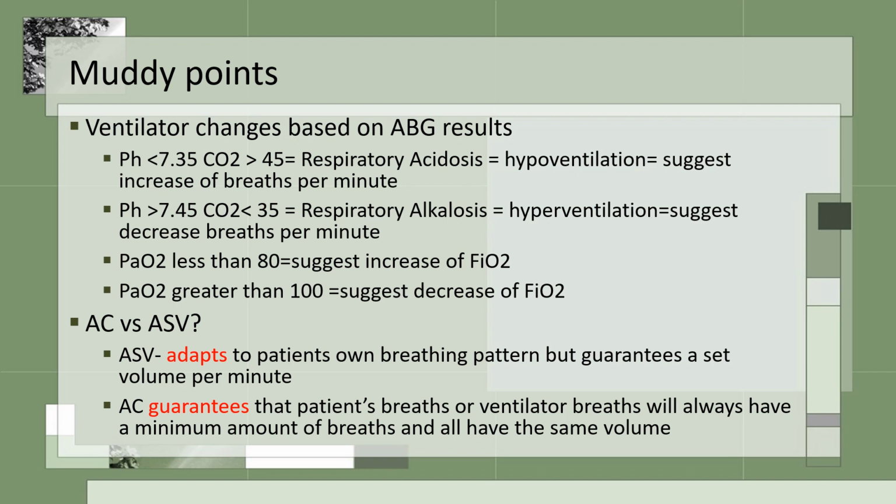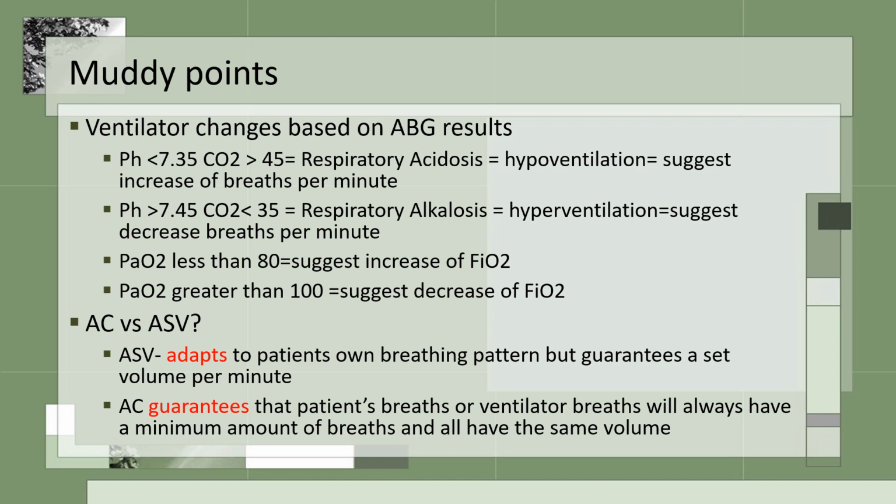If their PaO2 is less than 80, we're going to suggest an increase of the oxygen. And if our PaO2 is greater than 100, we're going to suggest it be decreased because we don't want it to be above 100. Our range is 80 to 100. Can they have both at the same time? Are we going to have to increase rate and increase oxygen at the same time? Absolutely. So both of those are a possibility. And we're going to practice that. There are some practice scenarios in your homework.